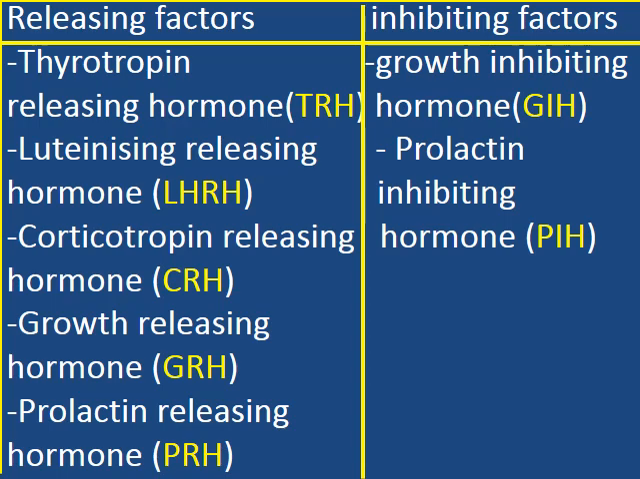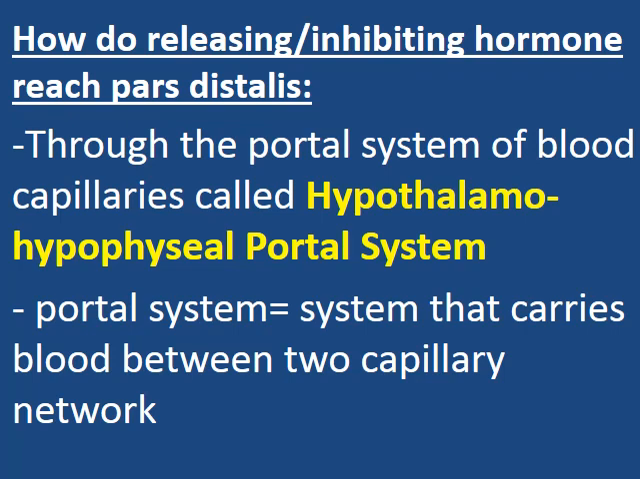Now, how do these releasing and inhibiting hormones reach the pars distalis? These releasing and inhibiting hormones reach the pars distalis through the portal system of blood capillaries called the hypothalamo-hypophyseal portal system. The portal system is the system that carries blood between two capillary networks.